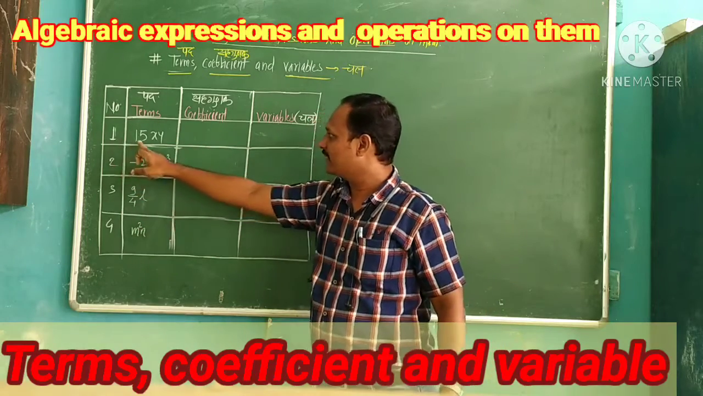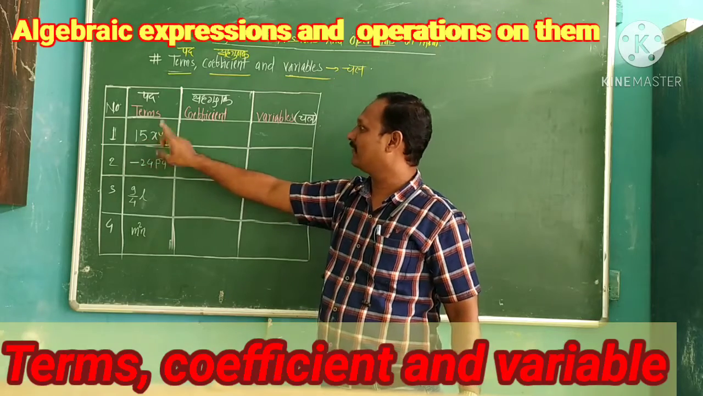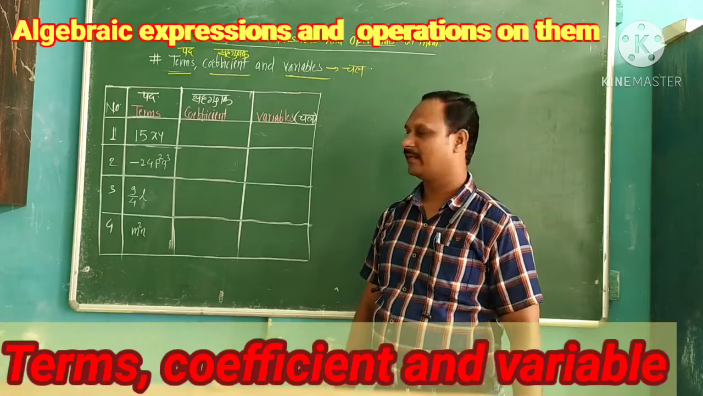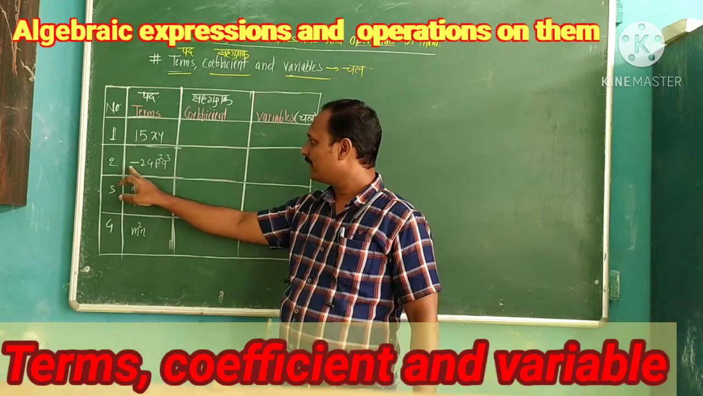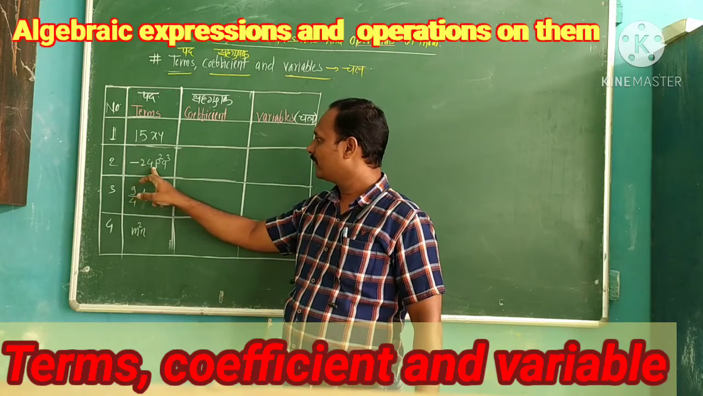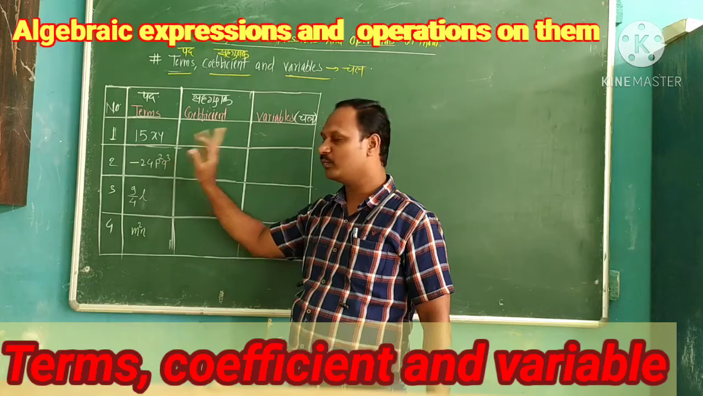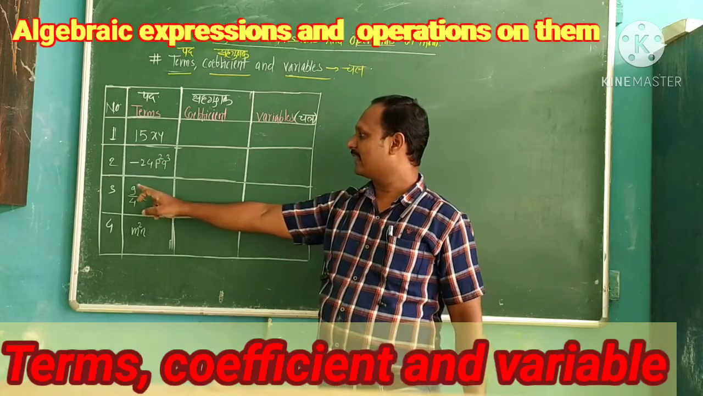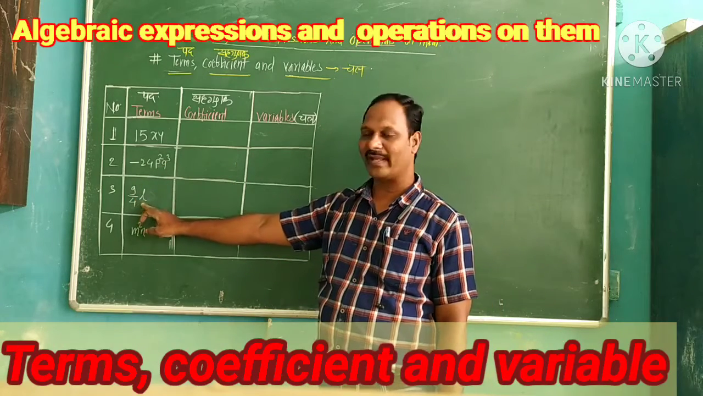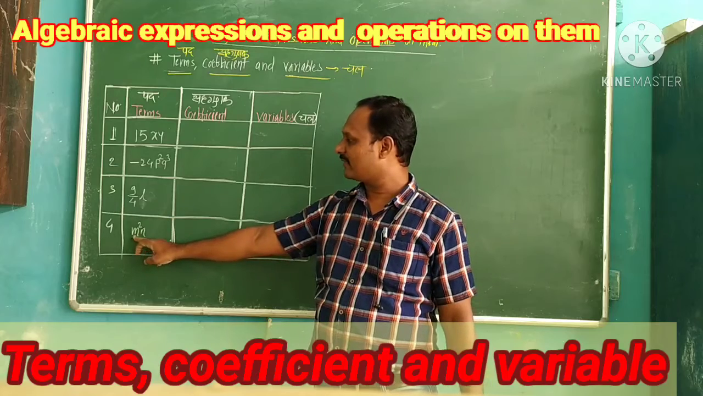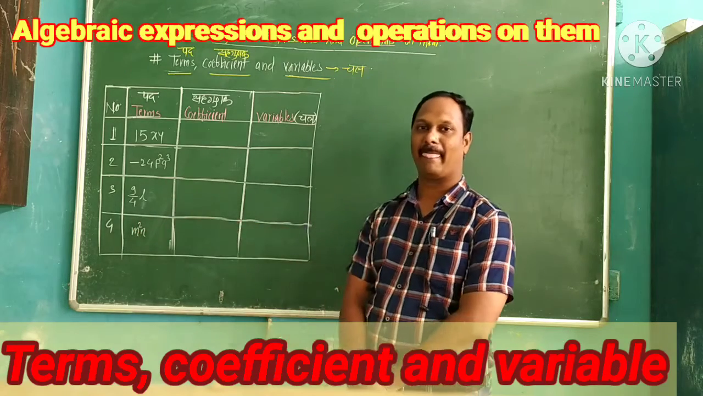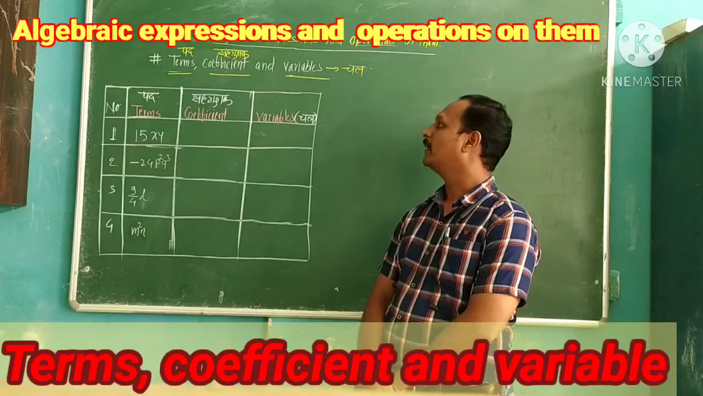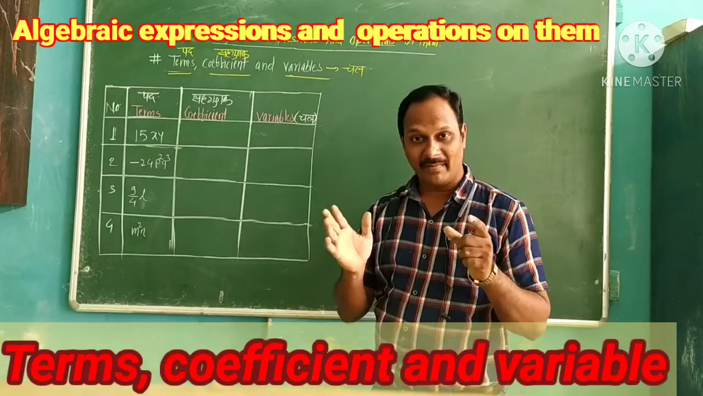First term is 15xy. Second term is minus 24 p square q cube. Third is 9 upon 4 L. And last term is m square n. Now what do you mean by terms?